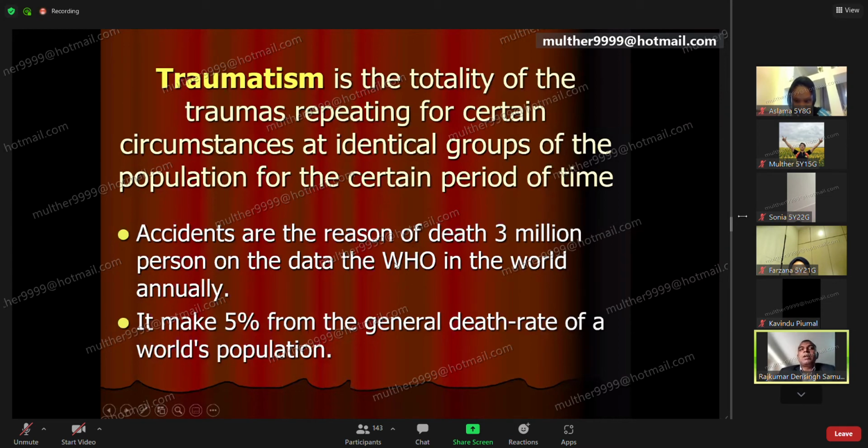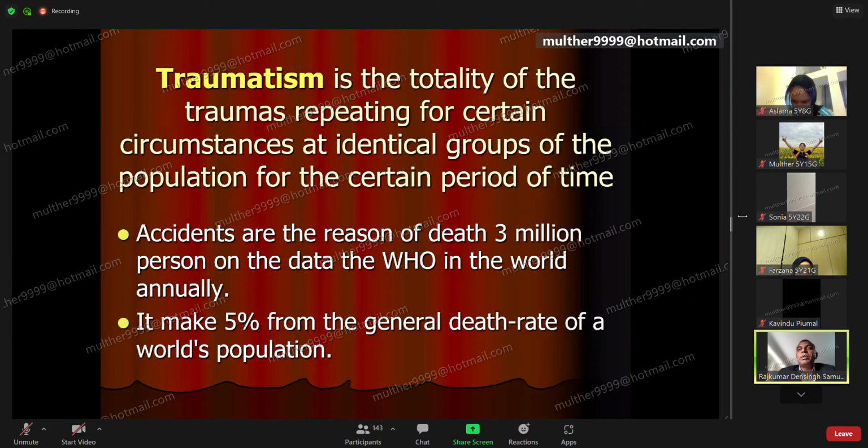WHO, the World Health Organization, gives a lot of protocols. Why are so many accidents happening? For example, is it because of unsafe roads? They will send a lot of norms that roads should be like this. There should be a speed limit, people should have speed breakers, and there should be traffic lights.